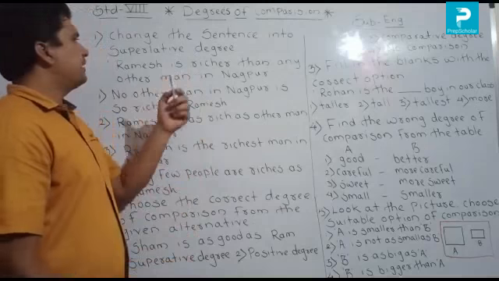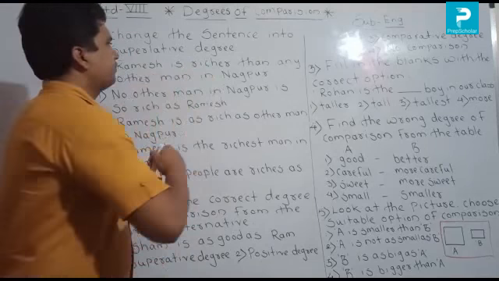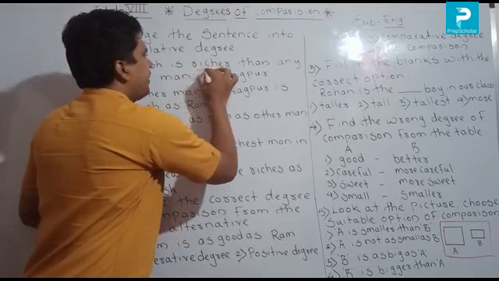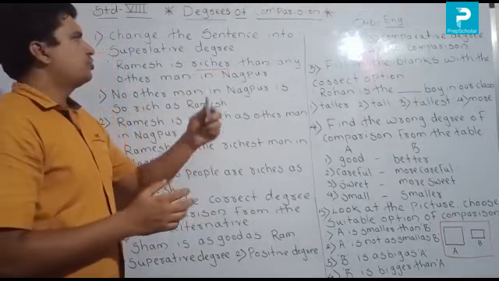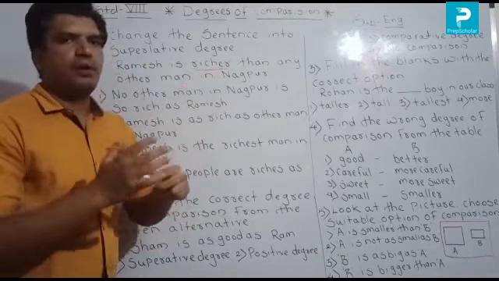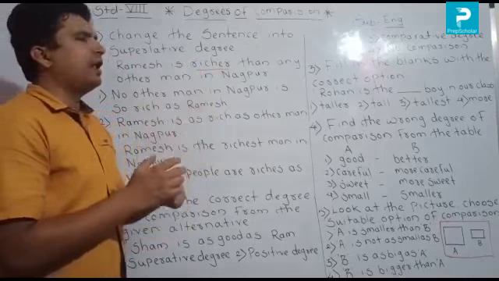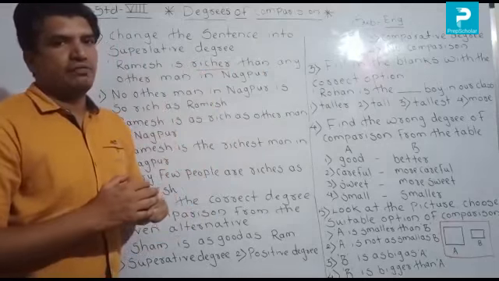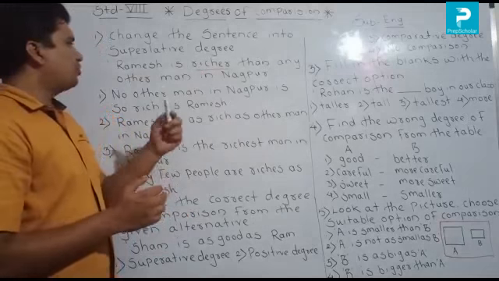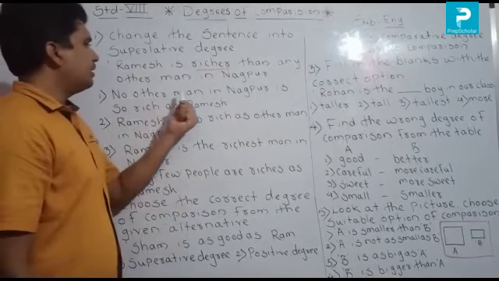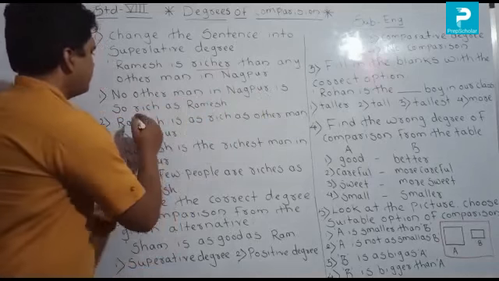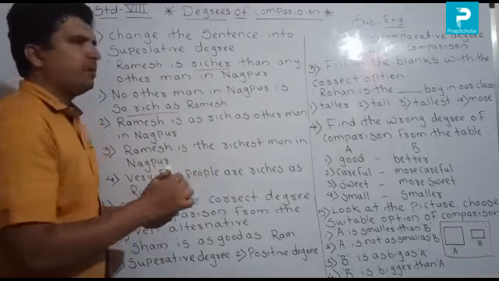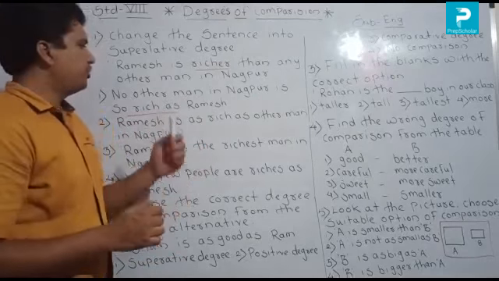This sentence has richer, which is the comparative degree of the adjective. So हा sentence comparative degree मधला आहे. या sentence ला आपल्याला superlative degree मध्ये convert करायचे. So which option is correct here? The first, no other man in Nagpur is so rich as. Rich as is a positive degree, so it is not correct.